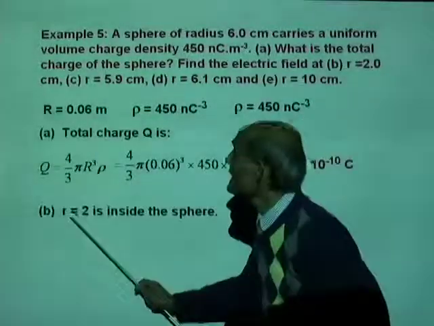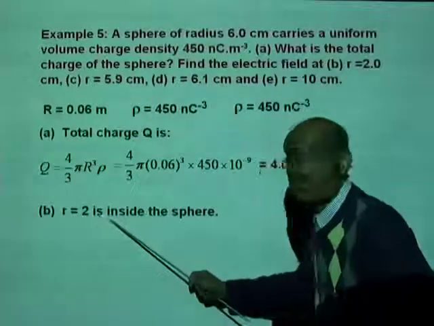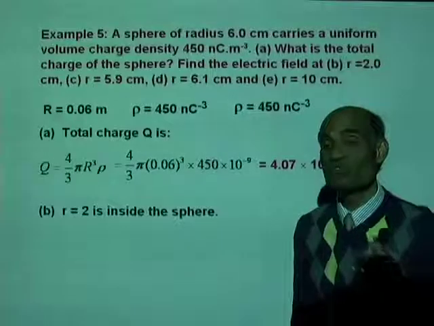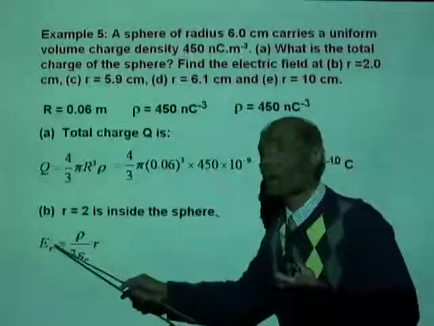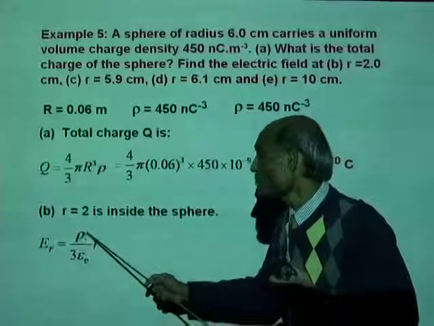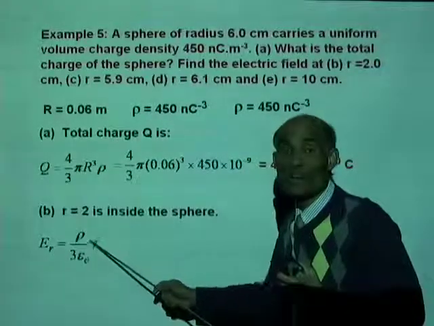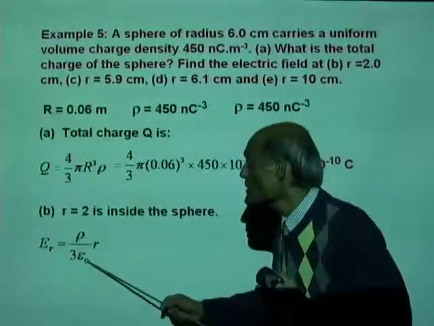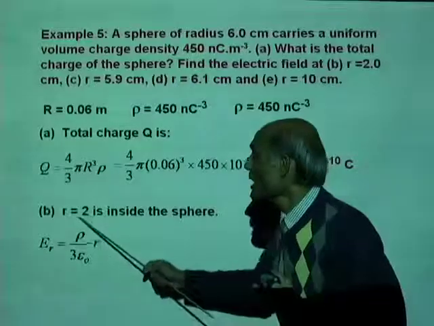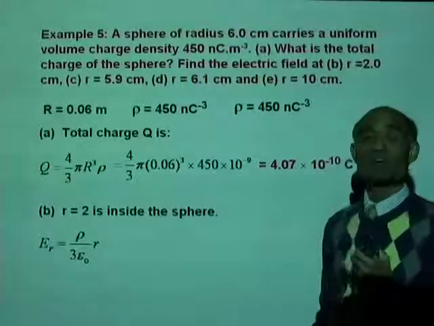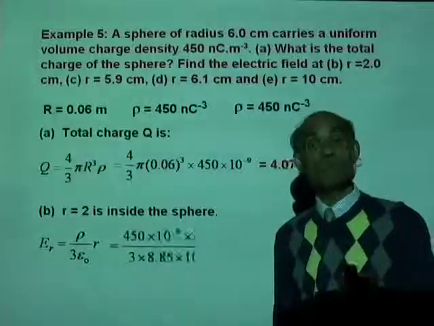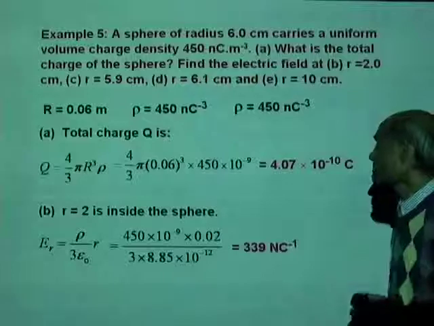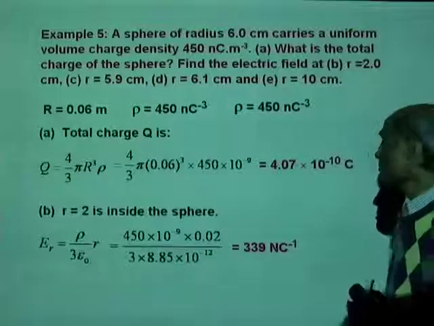We now want to find the electric field at r equal to 2 cm, which is inside the sphere. What is the expression for electric field inside the sphere? E sub r is rho over 3 epsilon naught times r. We know rho, we know epsilon naught, we know r equal to 2 centimeter, that is 0.02 meter. Using all those values, we get the electric field is 339 Newton per coulomb.